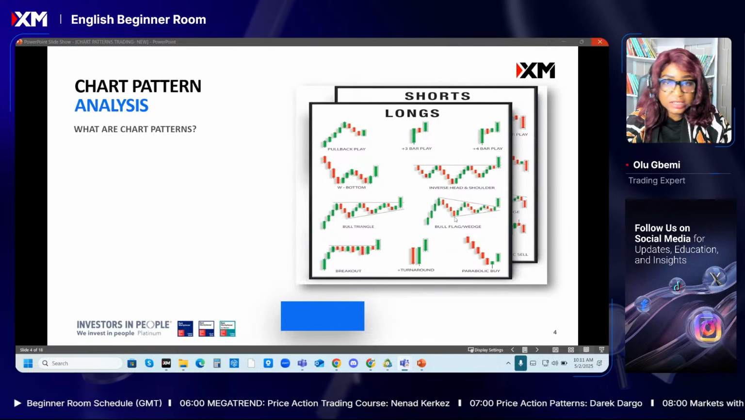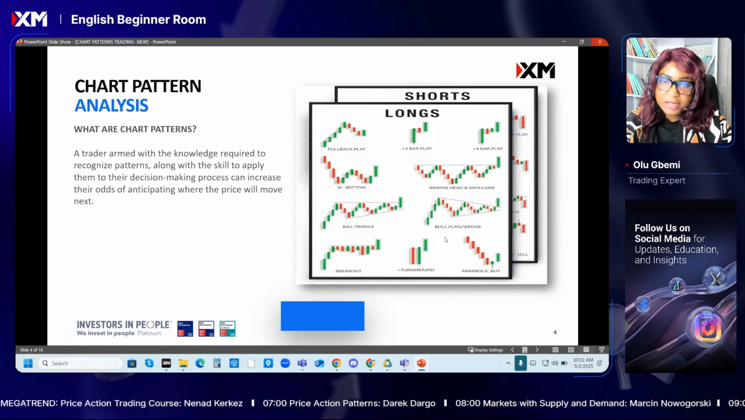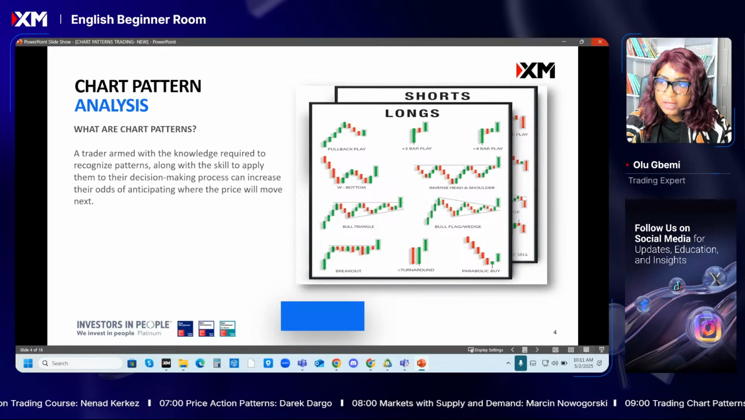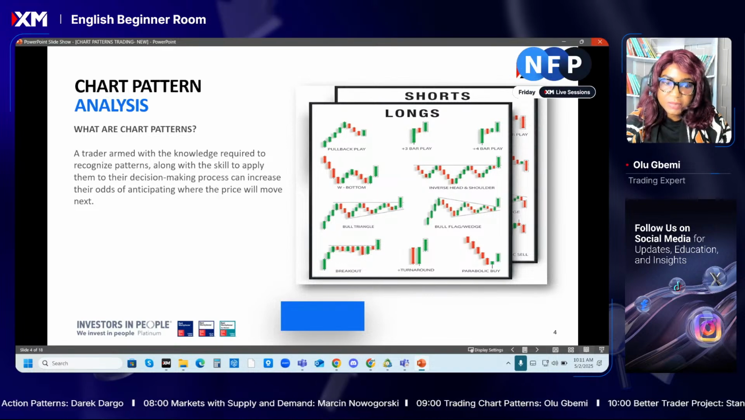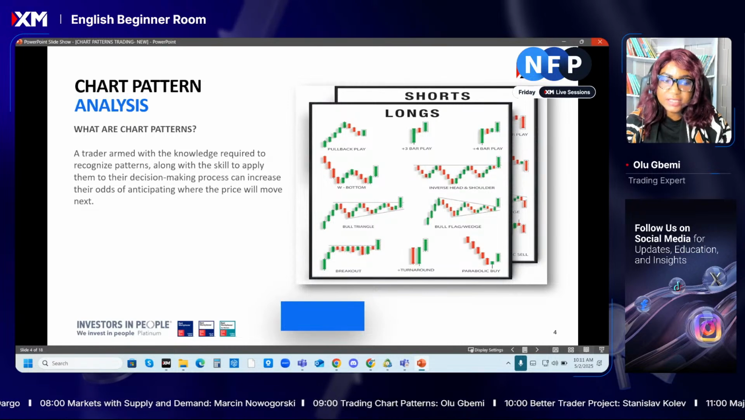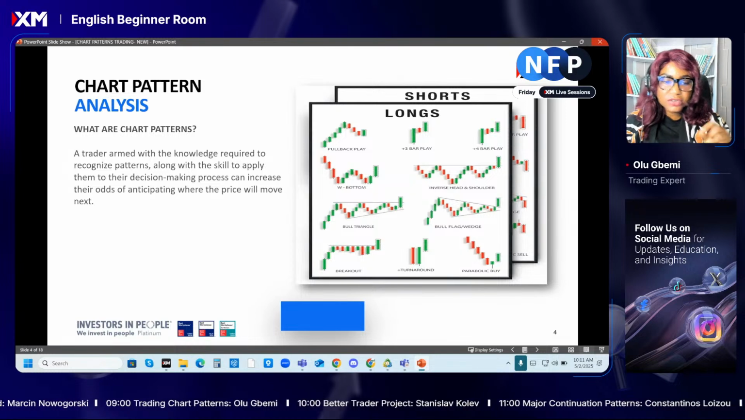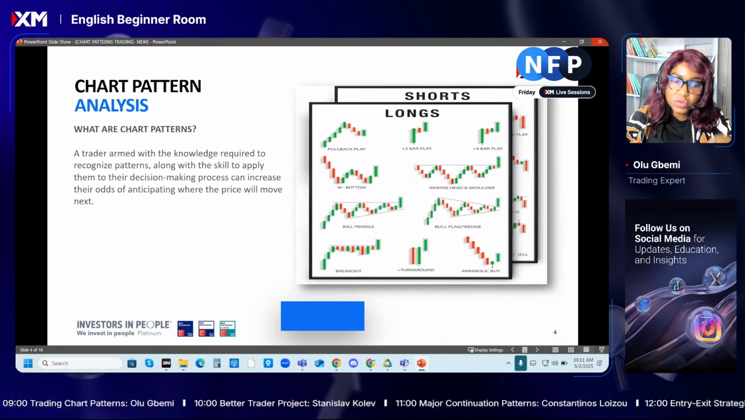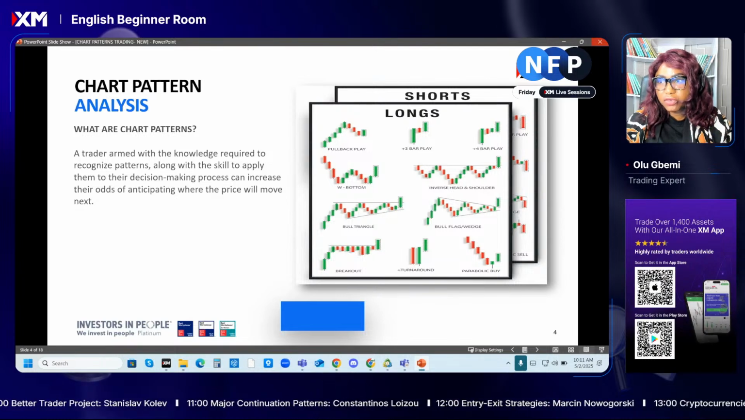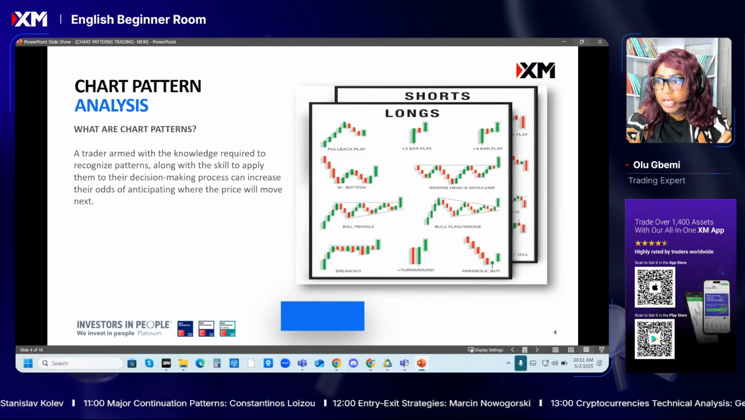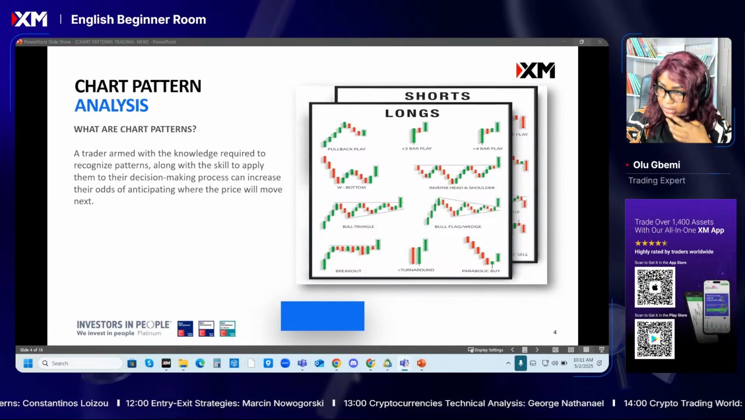Simple patterns can give you an idea how to find your entry, when to enter a buy, when to look to do a sell, and all that. Okay. A trader armed with the knowledge of a recognized pattern, along with the skill to apply it in their decision making process, can increase their hold of anticipating where the price would move next. All right. It is easier for you to anticipate where price is going to go next if you know how to identify that. All right.